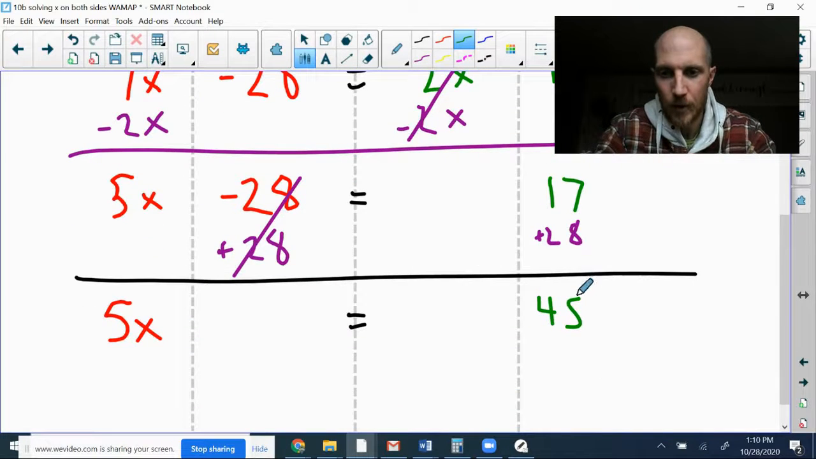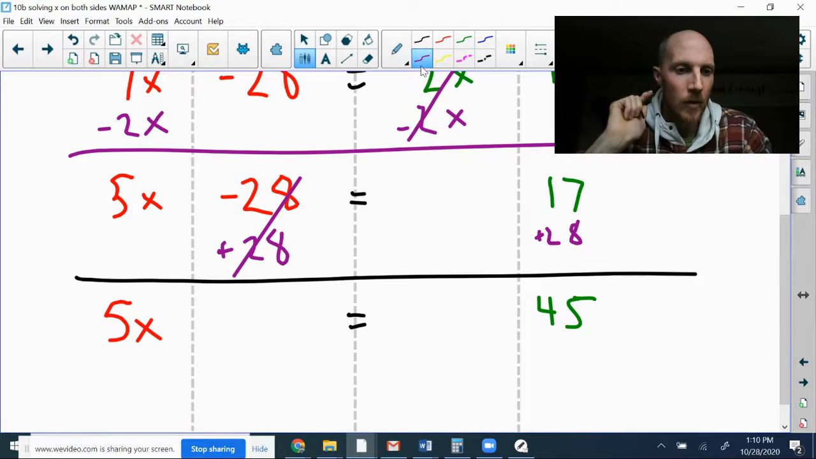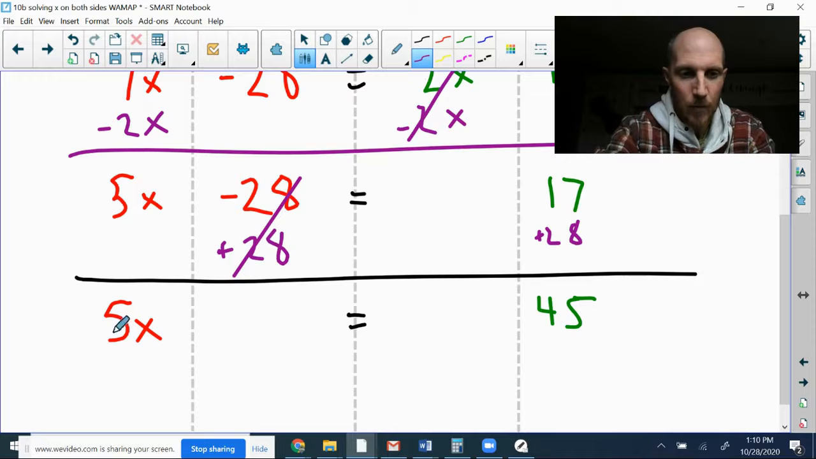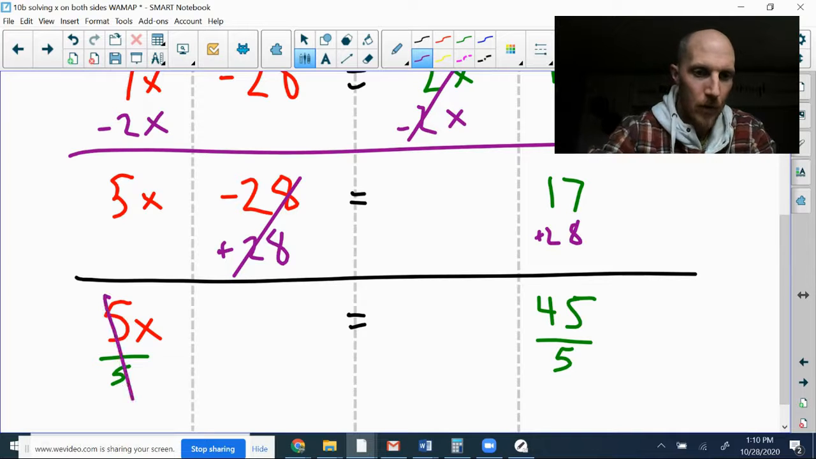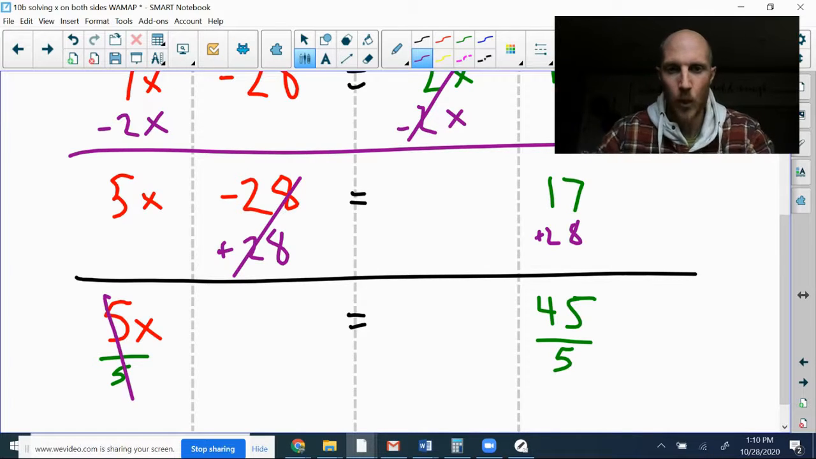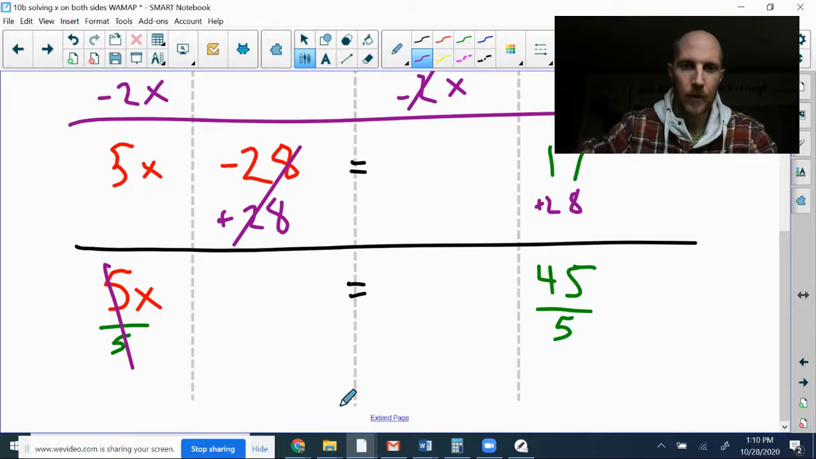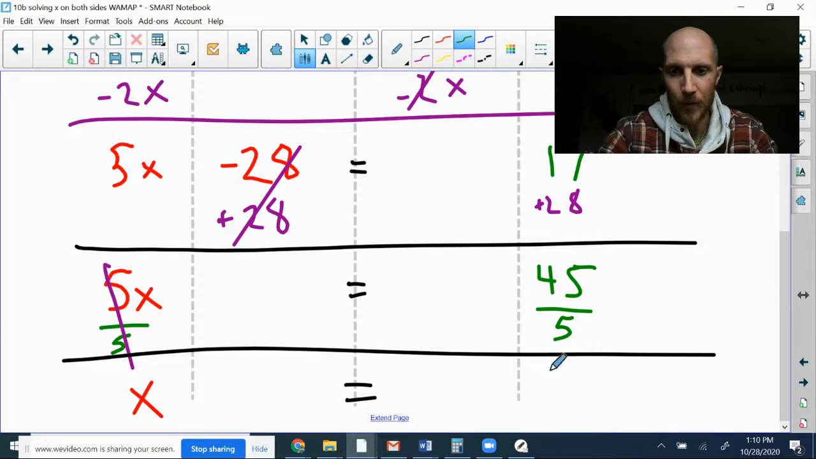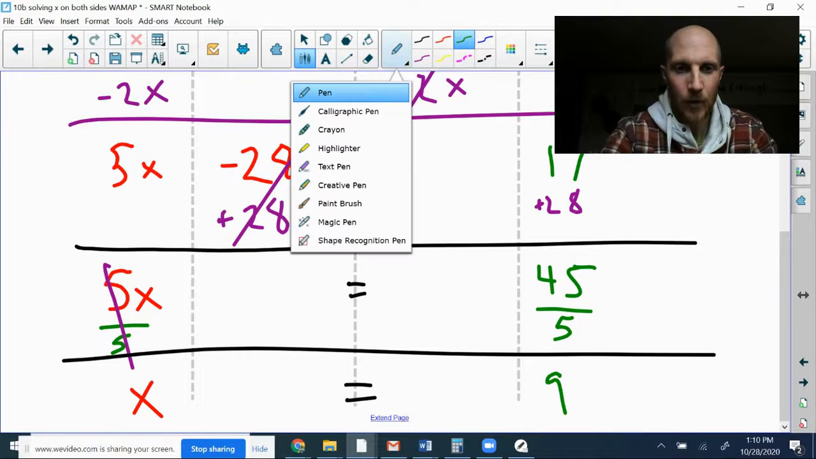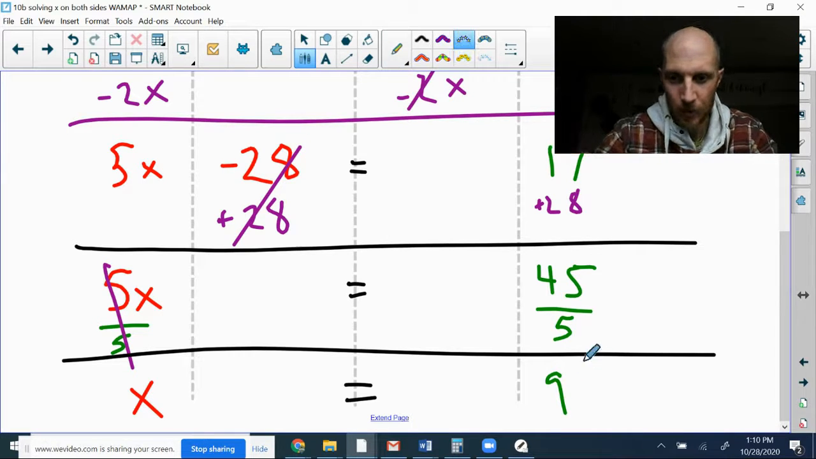My 5's missing its lid. Okay, last step to get the x by itself is to get rid of that 5 in front of the x. It's being multiplied onto the x, so to undo it, I'll have to divide. 5 divided by 5 is going to give me just 1x. So let's get a separation of our workspace. x equals, and 45 divided by 5 is 9. There's my solution. Let's put some stars on that.